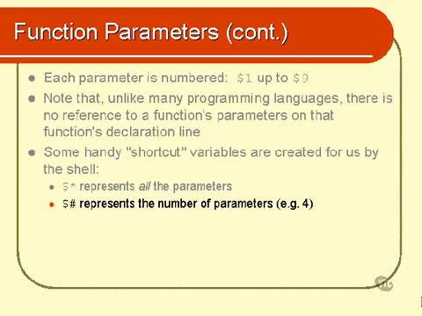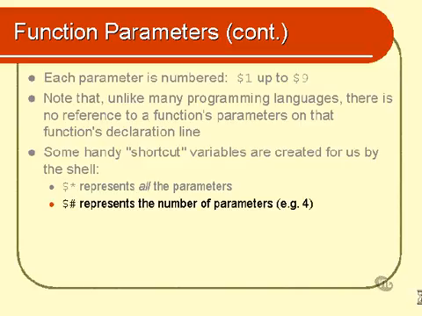The second shortcut that we have available is $# or $pound, and that represents the number of parameters. For example, you might get 4 parameters. So you can actually use that in an if statement to determine whether you've been passed the correct number of parameters. It's very simple. You'd use that with test, so you'd say if test $# is greater than 3, or whatever it's supposed to be, then you can print out an error message or do whatever you like.